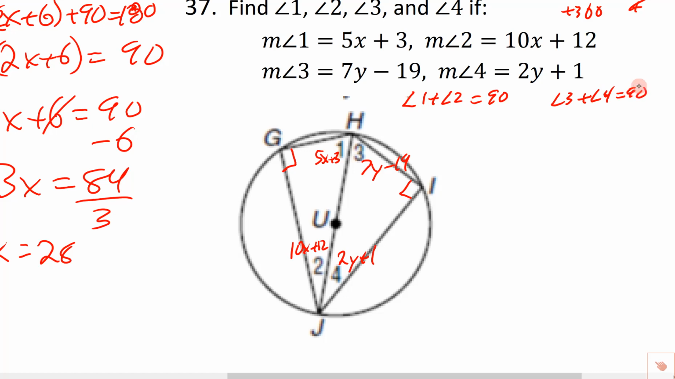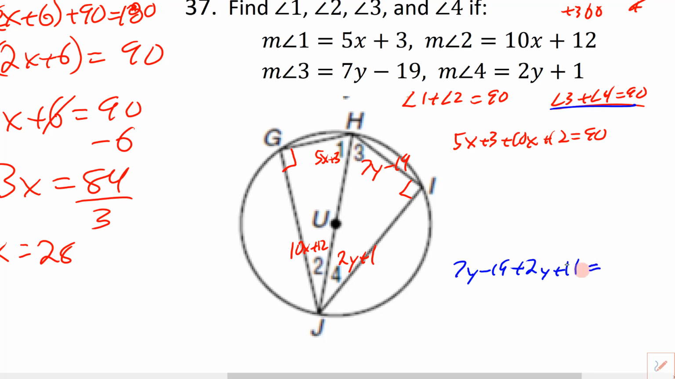So then we'll just set this up as two different little equations. So this means 5x plus 3 plus 10x plus 12 equals 90 degrees. And I'll do this one in a different color so we can tell what's going on here. Let me get a different color. There we go, in blue. So this is going to be 7y minus 19 plus 2y plus 1. That would equal 90 degrees.